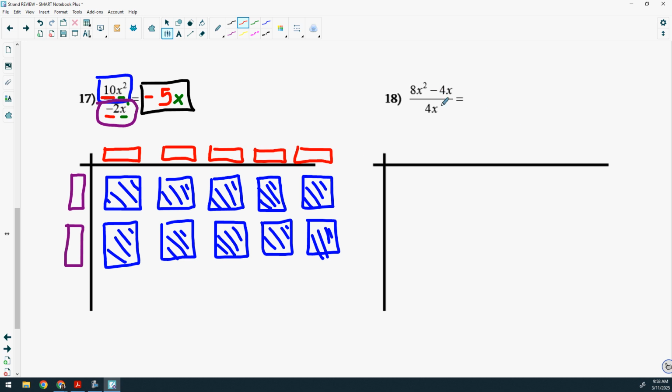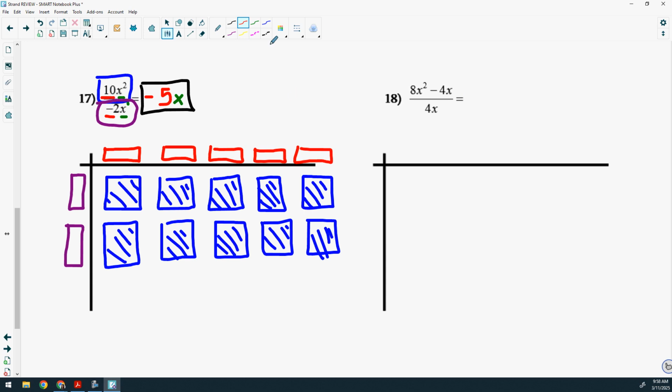And again, algebraically, if we want to simplify it, the first thing that we could do is we could divide each of our terms by positive 4, and then we can worry about our variable. So 8 divided by 4 is going to be 2. X squared divided by x, we're going to do 2 minus 1, which is x. And then negative 4 divided by 4 is negative 1. And then x divided by x is going to be 1 minus 1, which is 0. X to the exponent of 0 is just 1.